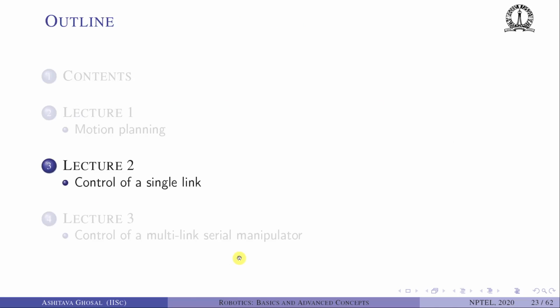So with this we come to the end of this lecture on motion planning. In the next lecture we'll look at control of a single link.